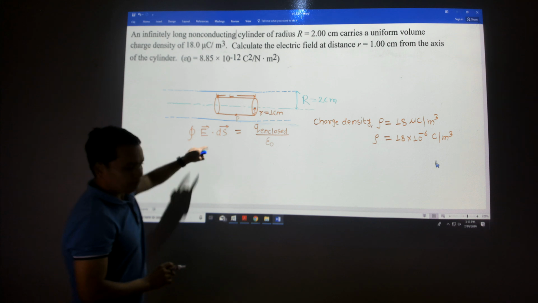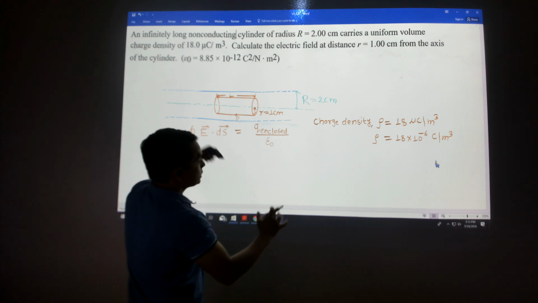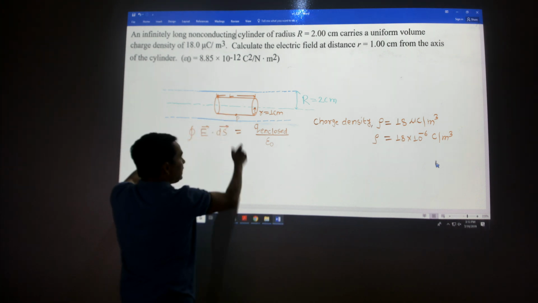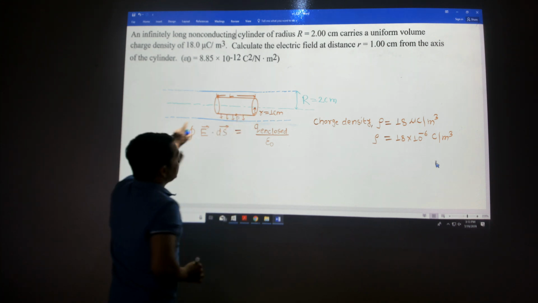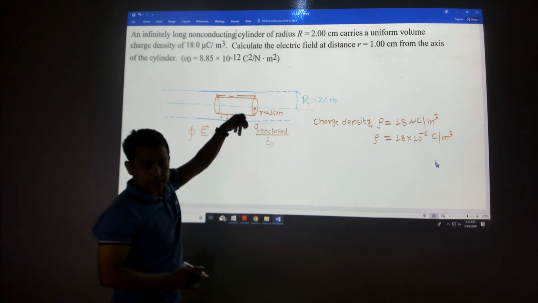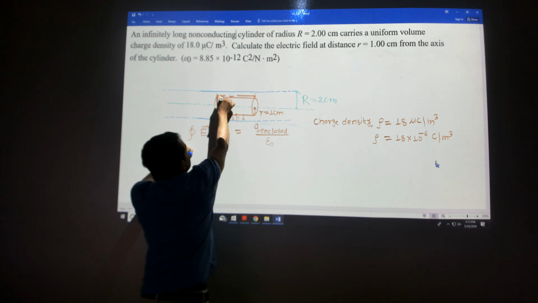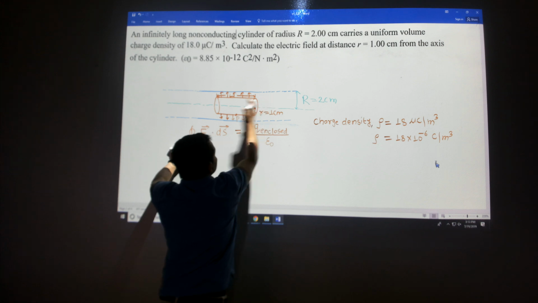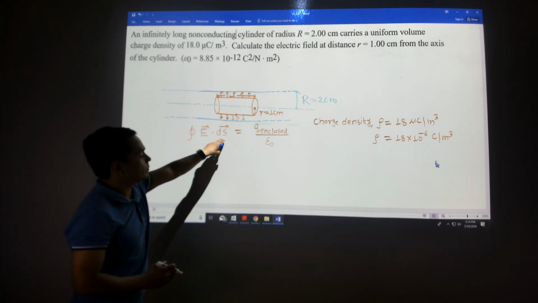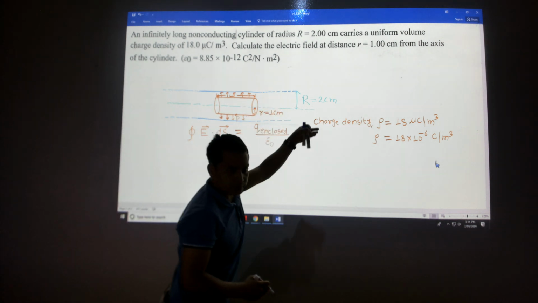Now you see, the charge density is positive. That means the electric field direction is radially outward. So at any point, if you take the electric field, it is always outwards, and it is always perpendicular to the surface here. So the area vector and the electric field vector are always parallel, and there is no electric field coming out of this surface or this surface.